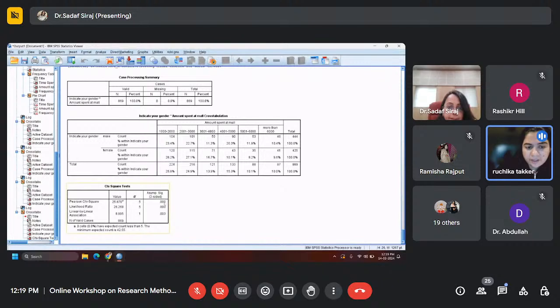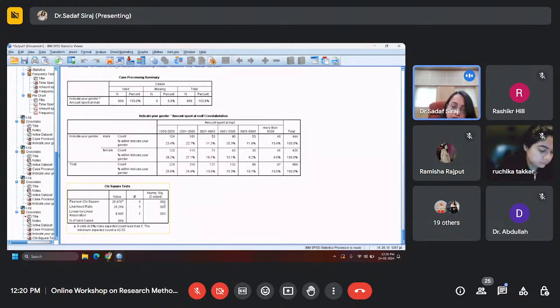That there is no significant difference in the amount spent in the mall by males and females, right? So there is no significant difference between the males and females in terms of amount spent at the mall. This was the null hypothesis. And what was the alternate hypothesis? That there is a difference between male and female in the amount spent in the mall.